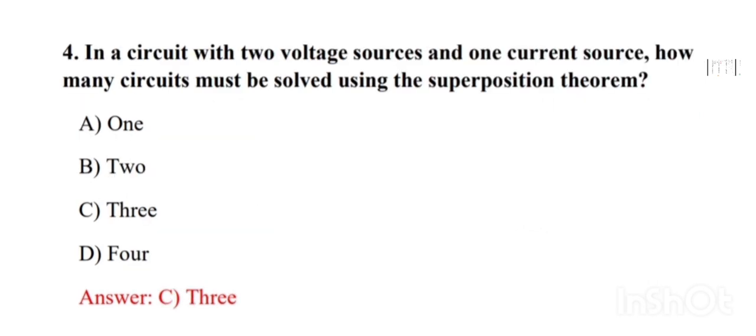Question number 4. In a circuit with two voltage sources and one current source, how many circuits must be solved using the superposition theorem? Option A, 1; option B, 2; option C, 3; option D, 4. The right one is option C, 3.